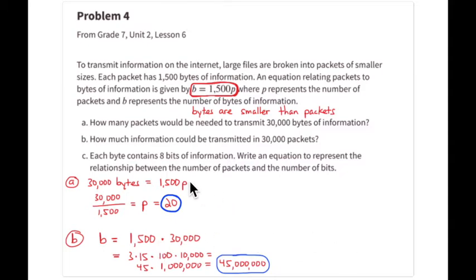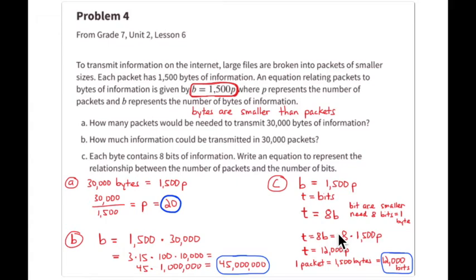All right, so now they're going to give you more information, which is they're going to take a byte and break that up into 8 smaller pieces. And those smaller pieces are called bits. So each byte contains 8 bits. And this gets confusing. You have to think carefully through this. So we're going to start out with a byte, b, and that equals 1,500 times the number of packets. So the number of bytes equals 1,500 times the number of packets.